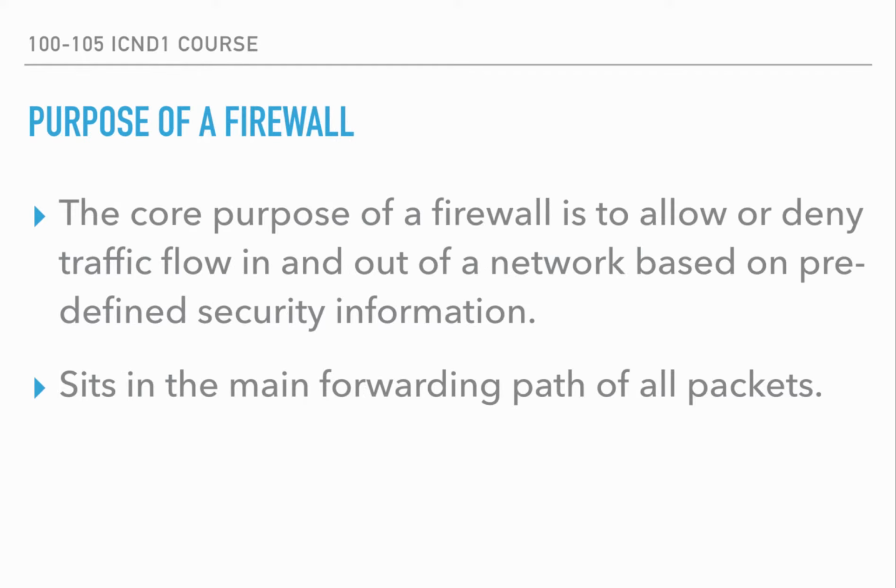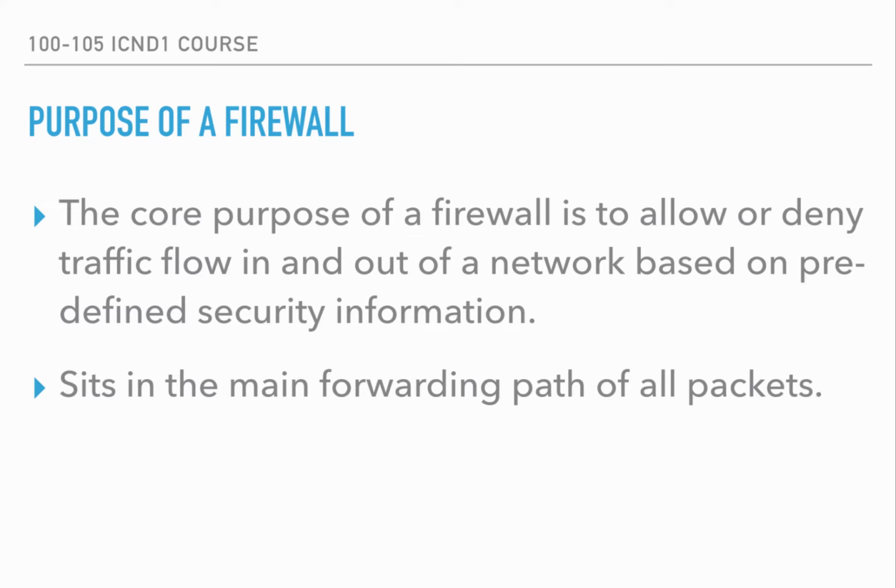The core purpose of a firewall is to allow or deny traffic flow in and out of a network based on predefined security information. The firewall usually sits in the main forwarding path of all packets so that it can choose which packets to discard and which to allow through the network. Although a firewall has some router-like features such as packet forwarding and filtering, the firewall provides much more advanced security than a traditional router. Now, don't worry, we will talk about router-based security a little bit in later videos.